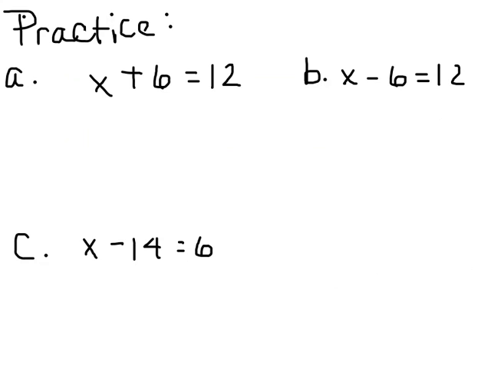And finally, in C, we have x minus 14 equals 6. So we need to find the value of x that would make this equation a true equation. So we're going to do the opposite of what we have. We have minus 14, so we're going to add 14. And we know we have to do that on both sides. We can cancel that out. x is now alone, or isolated is the correct term. x equals 20. All right, does 20 minus 14 equal 6? Yes, it does. So 20 is the correct answer.